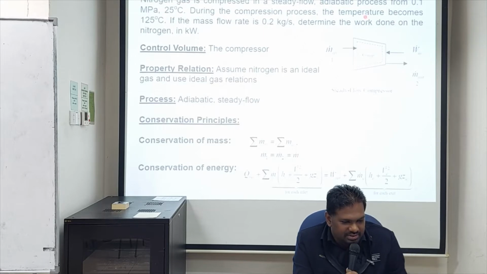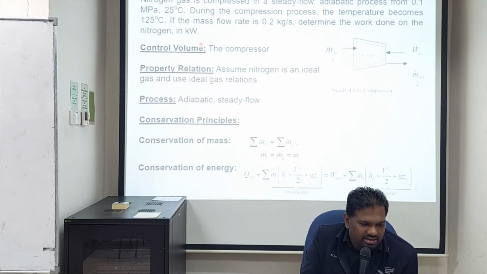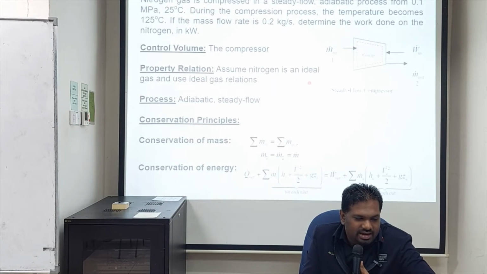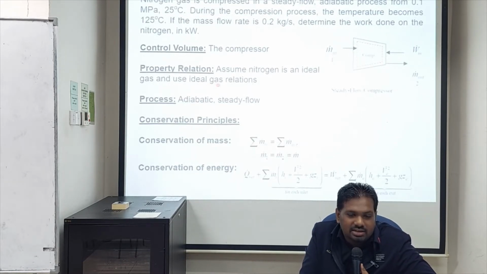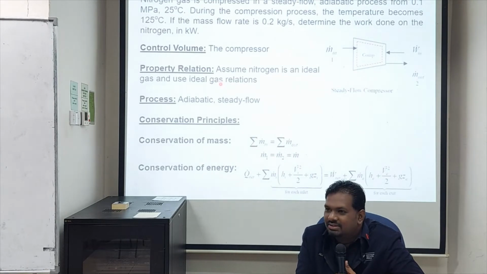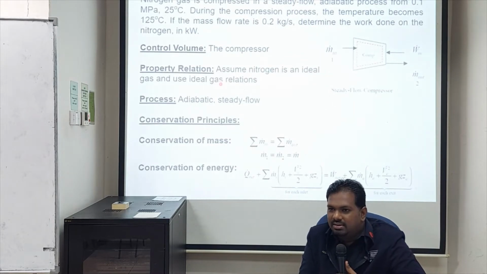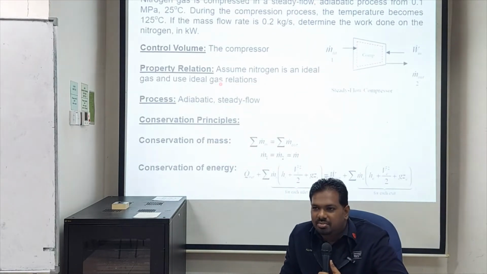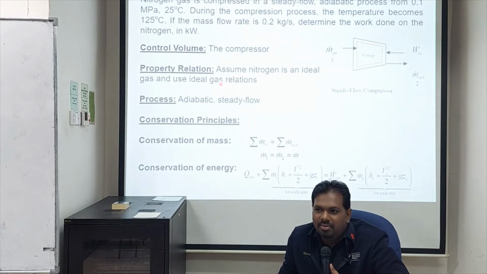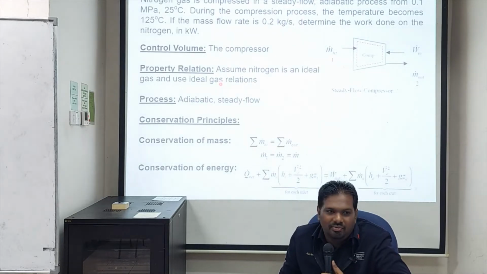Okay, so this is the question. Okay, first, what is the control volume? So it's a compressor. So selepas dah finalize what is the control volume, so lukis. Okay, so property relation is nitrogen. So we consider as ideal gas, and you need to use the ideal gas equation. Apa itu ideal gas equation? Okay, so dalam exam, for your final exam, certain formulas will be given. Tapi ideal gas equation is not given. So because ideal gas equation you belajar dari form 4, form 5. So we assume you already know.